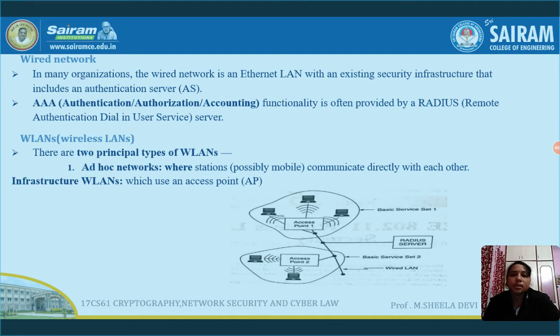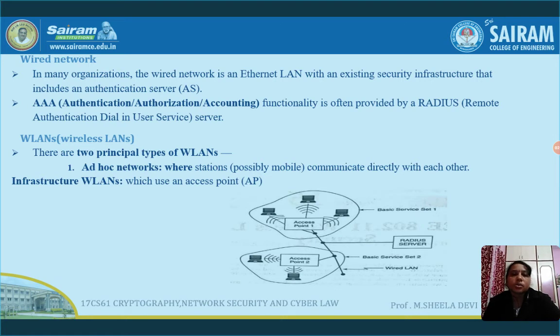Next comes wireless LANs. There are two principles of wireless LANs: one is the ad hoc network and the other is the infrastructure wireless LAN. An ad hoc network is set up readily, immediately, where stations, which can be mobile or static, communicate directly with each other. In an infrastructure wireless LAN, some infrastructure will be there, which uses the access point, so the stations will be moving but will be using the access point.